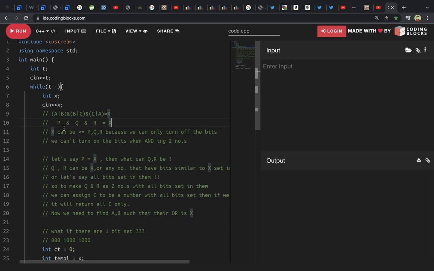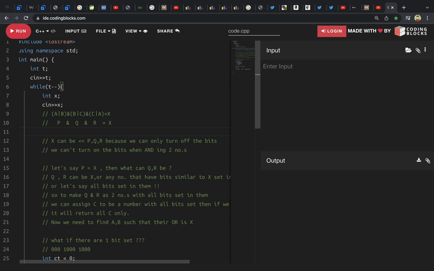x is always less than or equal to p, q, and r, because if you look at the AND operation, let's say we are given this and we are given this, we can see that there are no new bits formed in an AND operation, only bits are turned off because of a certain number. So actually the AND of two numbers is always less than or equal to both of the numbers. This is something that you should know, right?